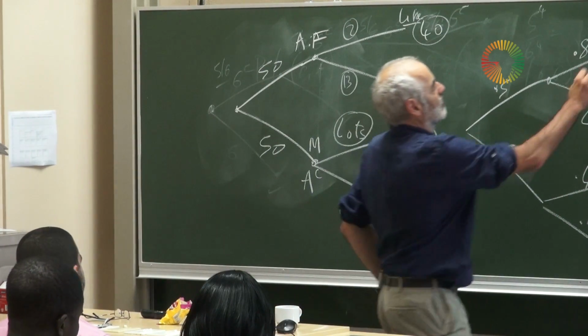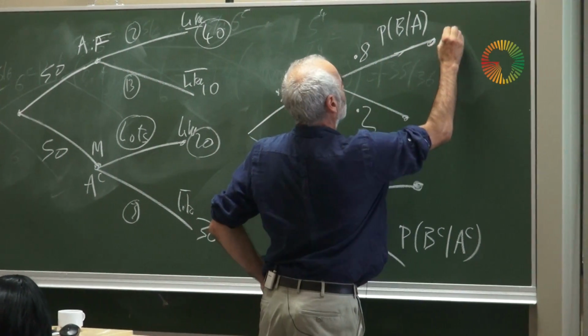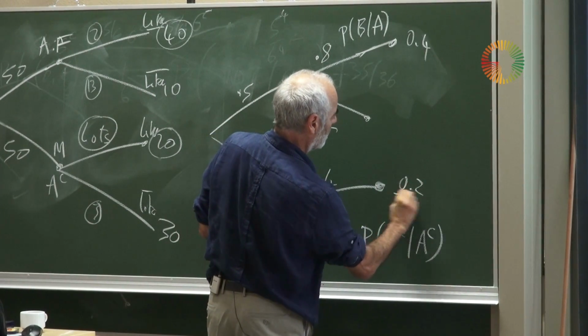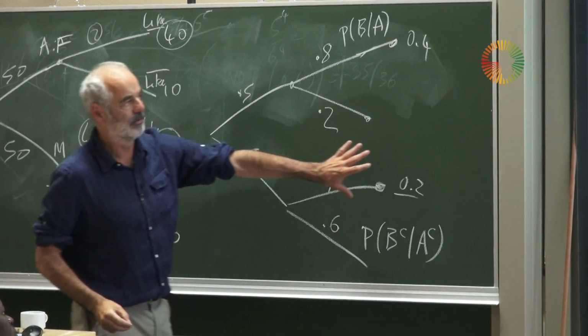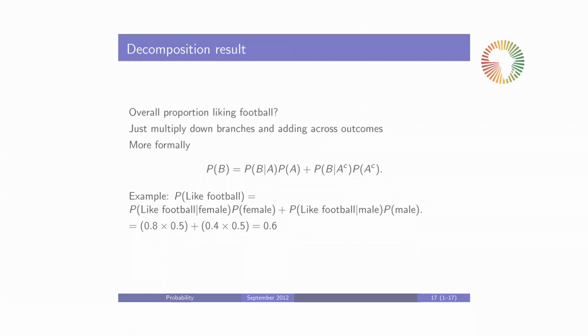So these probabilities down here, we can add up. 0.5 times 0.8 is 0.4, the joint probability there, and 0.5 times 0.4 is 0.2 there. And we get 0.6 as a joint probability. Now, as a probability rule, it's just doing that.